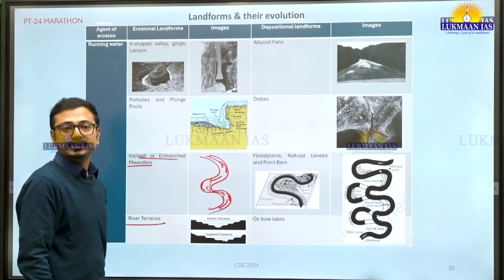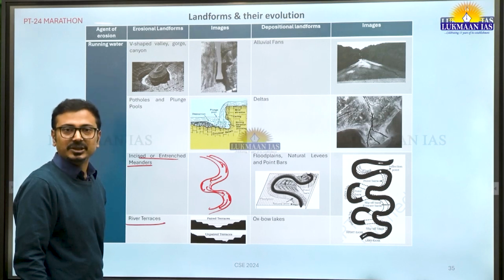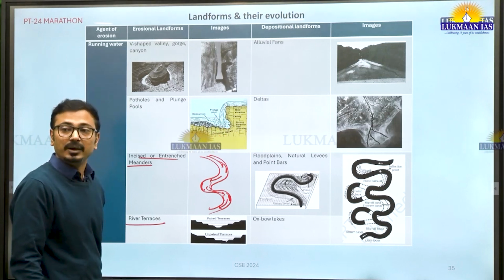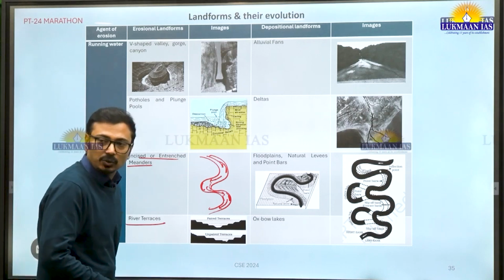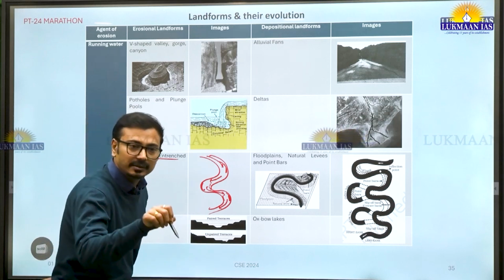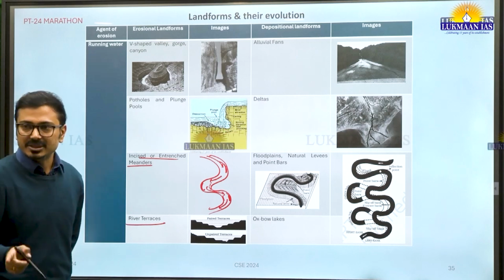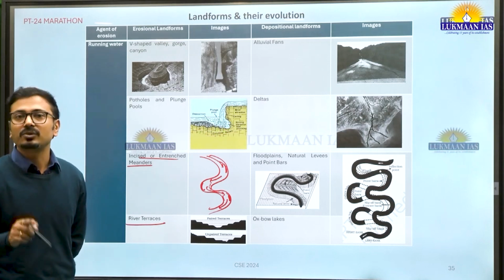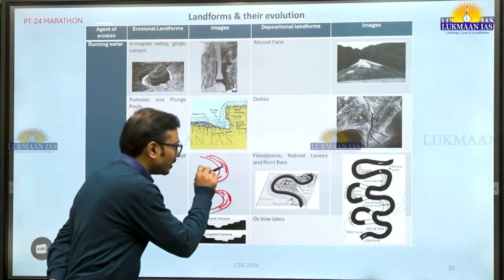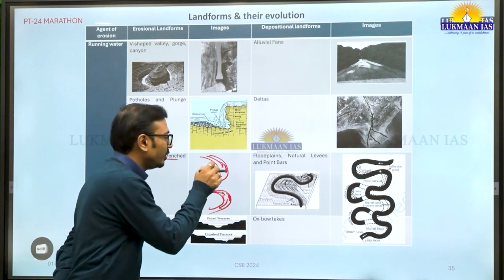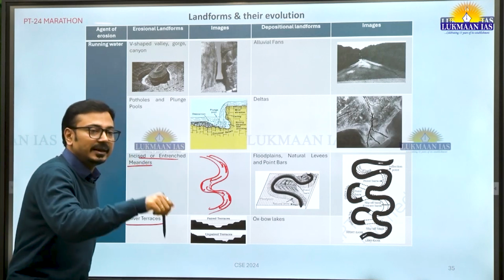Now when there is river rejuvenation, what will happen? Active vertical erosion. That means it will tend to erode vertically here on the concave side. It is not changing its path, but the force of water to erode vertically has increased. So earlier it was eroding this bank laterally, now it will erode that region vertically, creating incised and entrenched meanders.